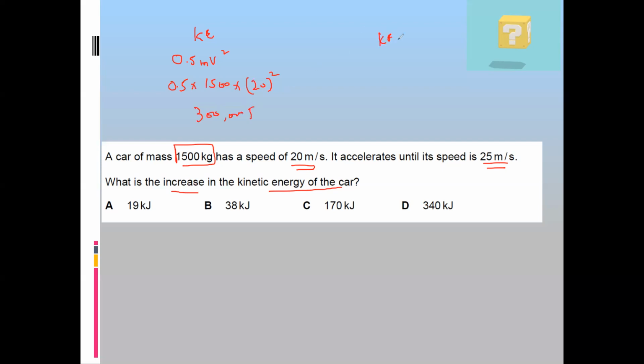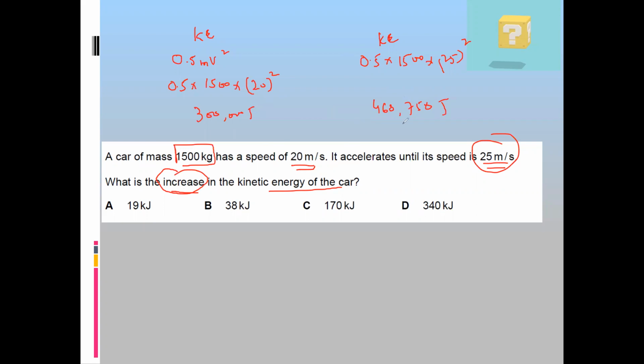Then there is a new kinetic energy, because if the speed changes, the kinetic energy will also change. So new kinetic energy is for 25. So it will be 0.5 multiplied by 1500 multiplied by 25 square. So what is the new kinetic energy? 25 square multiplied by 1500 multiplied by 0.5, which is 468,750. Okay, 468,750 joules.